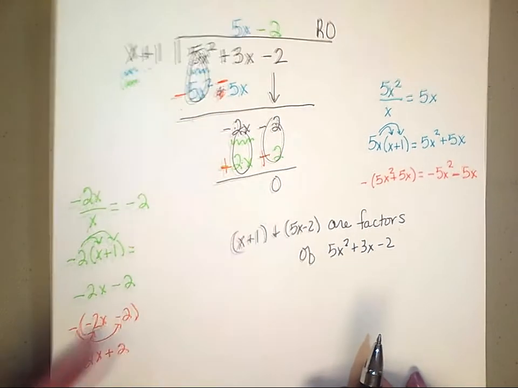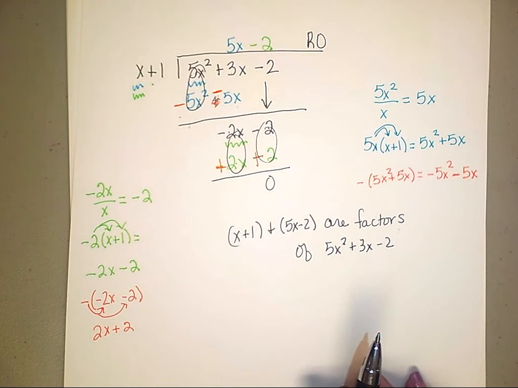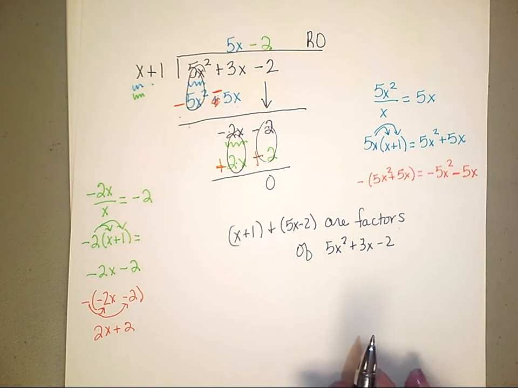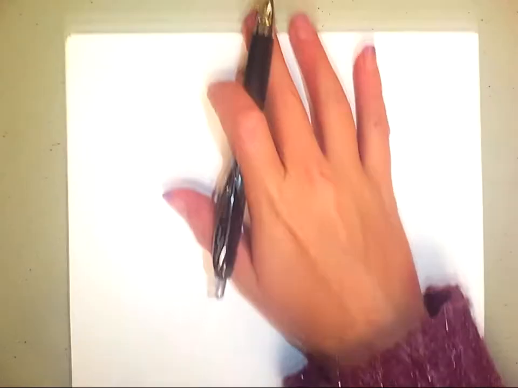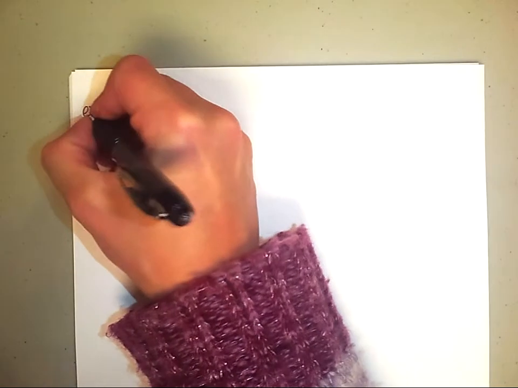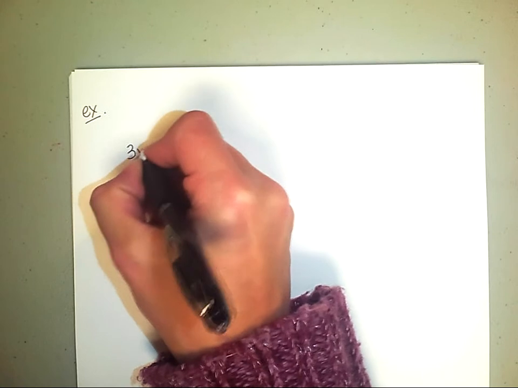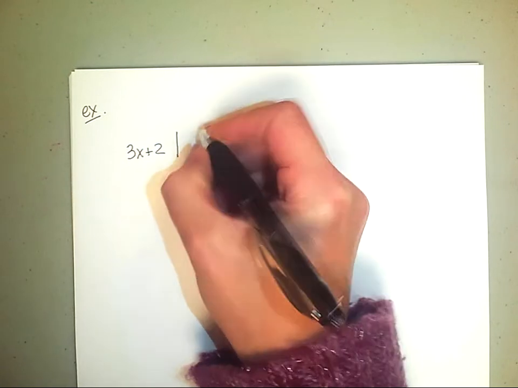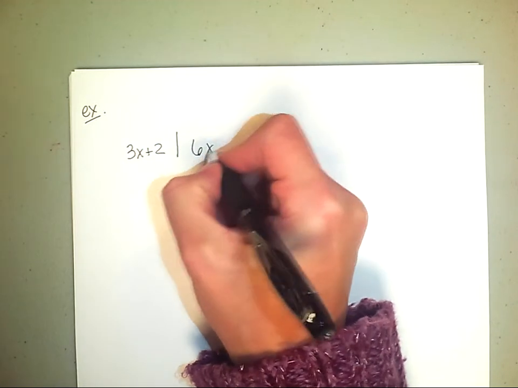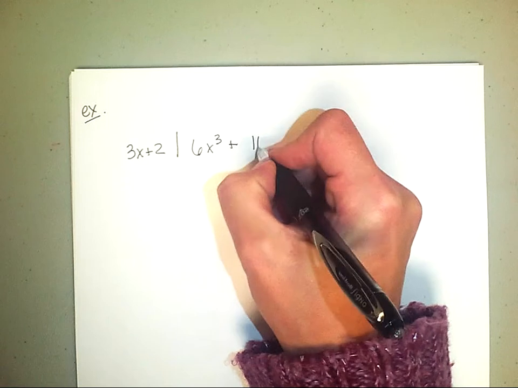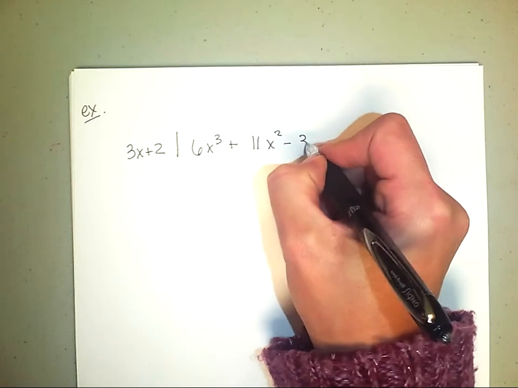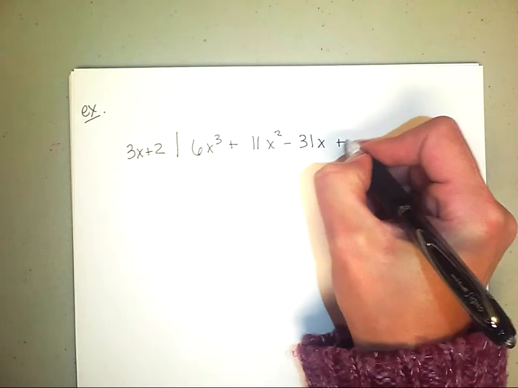Now let's do a couple more examples of the long division. So 3x plus 2, I want that to go into 6x cubed plus 11x squared minus 31x plus 15.